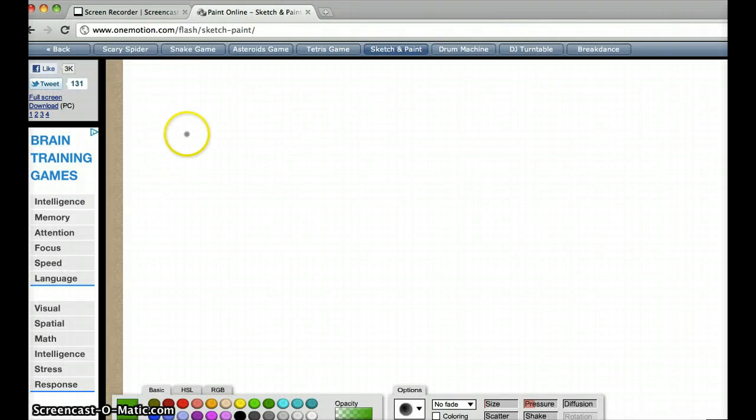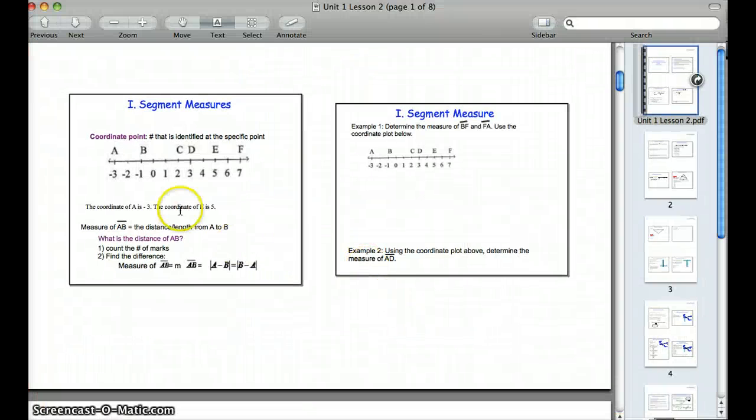Okay, so A was -3 and B was -1. So -3 minus -1. Now a negative and a negative make a positive, so this is -3 plus 1, which is -2. So it's 2 distances away. Just what we said, 1 and 2.